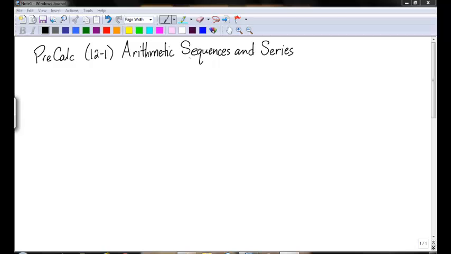Okay, this is on arithmetic sequences and series. First, the term sequences will be where there's a sequence of numbers and they will be separated by commas. The term series, when you see that, there will be numbers, but they will be separated by plus signs or minus signs. Sequences are separated by commas. Series have the plus or minus signs in between the terms.